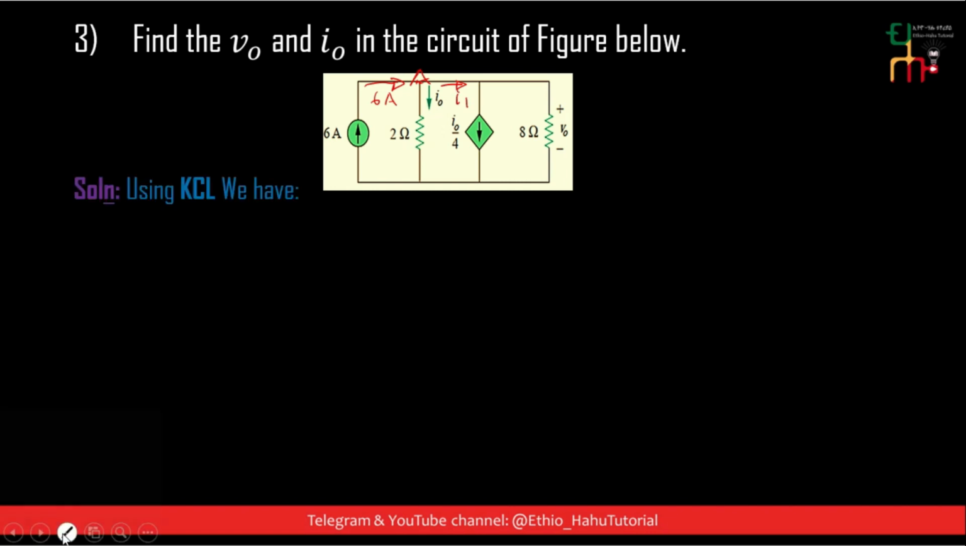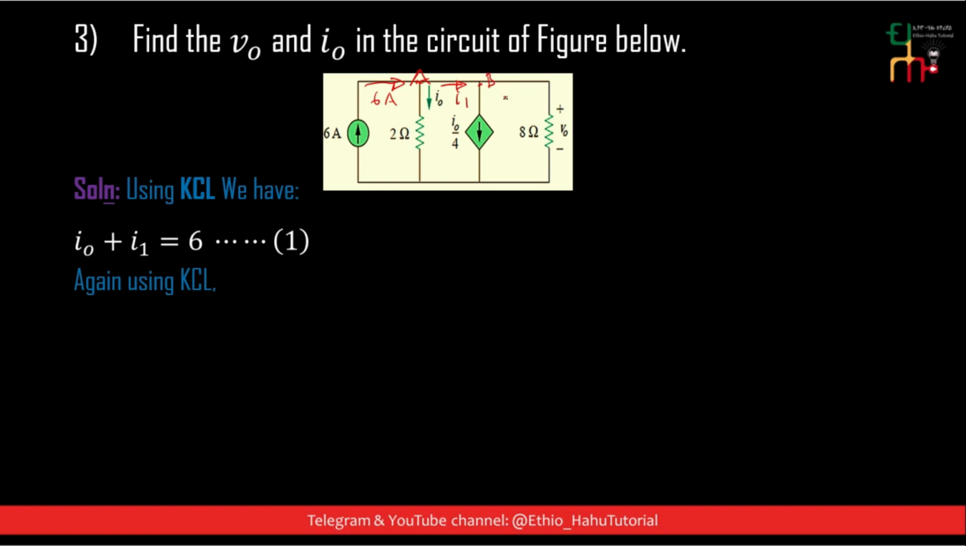ስለዚህ by applying Kirchhoff current law at node A ምን እናገኛለን? The current entering to this node is equals to the sum of the current outgoing from this node. So the sum of the current outgoing from this node is I0 plus I1, which is equals to the current entering to this node, 6 ampere. So let's say this is equation 1.